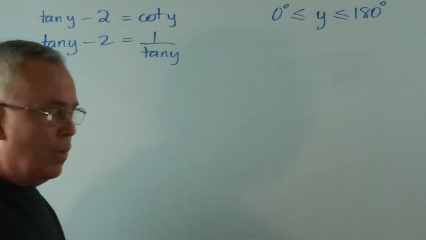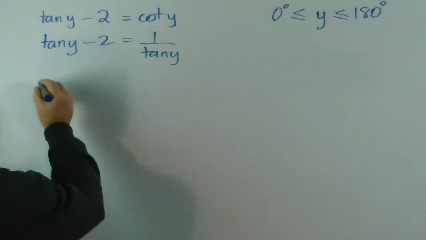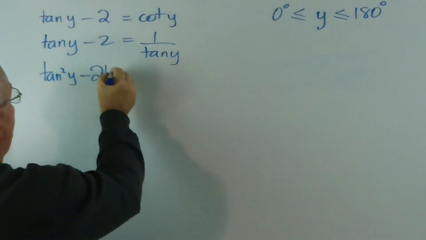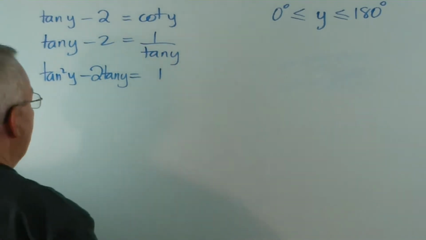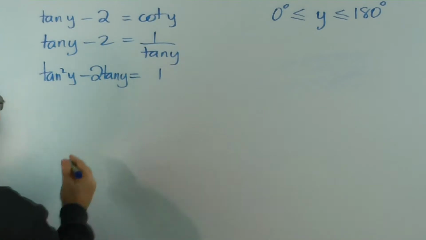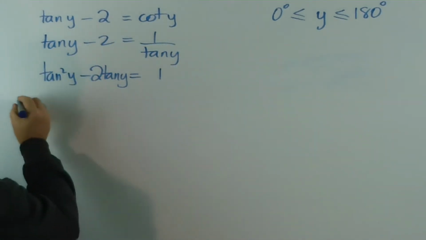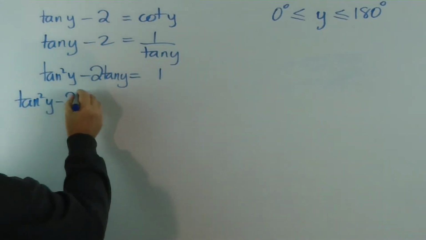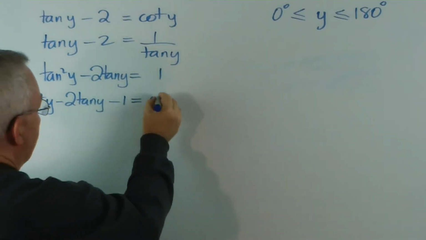Change the cotangent to 1 over tan. Multiply both sides by tan y, and I'll get tan squared y minus 2 tan y is 1. And since it is a quadratic equation, I'm going to bring the 1 over because we traditionally solve quadratic equations by setting them equal to 0. So we've got tan squared y minus 2 tan y minus 1 equals 0.